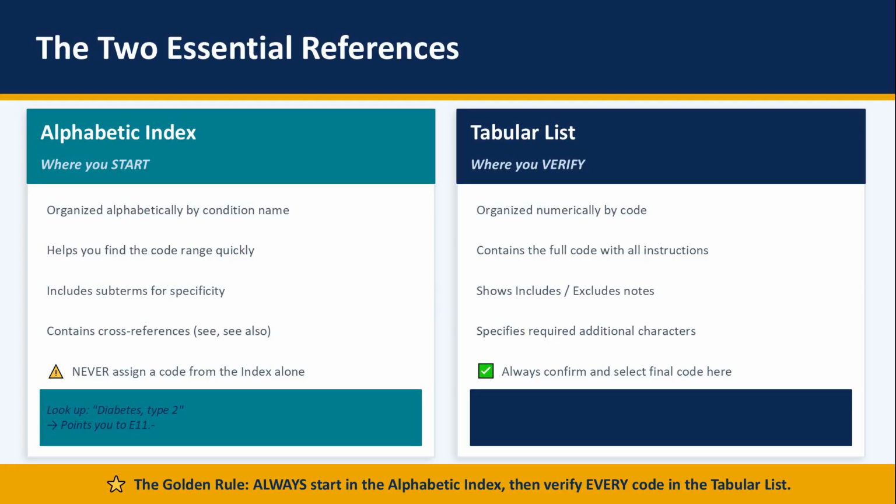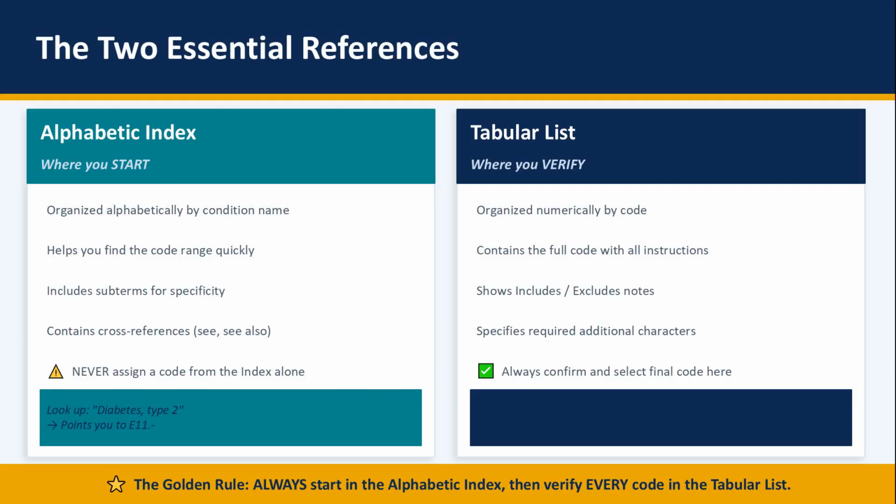Okay, now let's talk about the 2 tools you'll use every single time you assign an ICD-10-CM code, the alphabetic index and the tabular list. Think of these as a 2-step process. You cannot skip either step. Step 1.